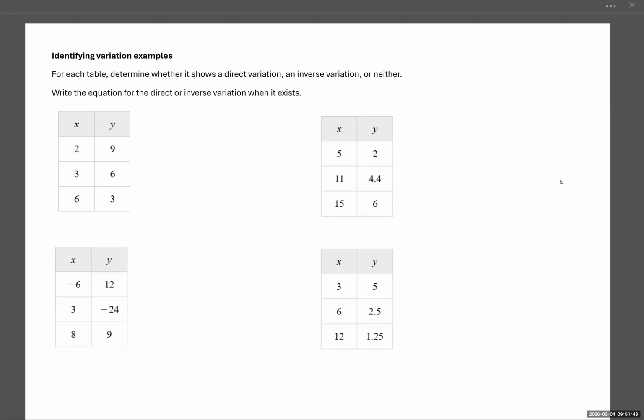Here's an example of how to determine from a table whether it's a direct variation, an inverse variation, or neither of those. Just as a reminder, we have a direct variation with a general equation of y equals k times x, which means that k would be y divided by x. We're going to test for k here.